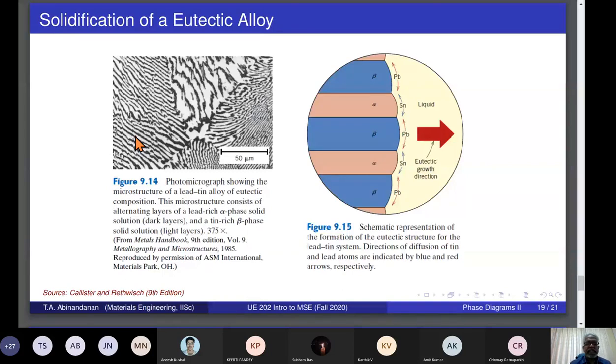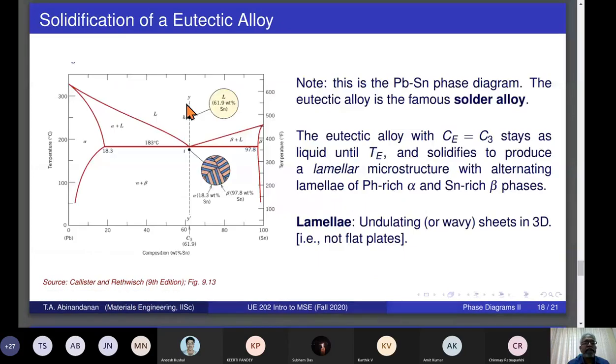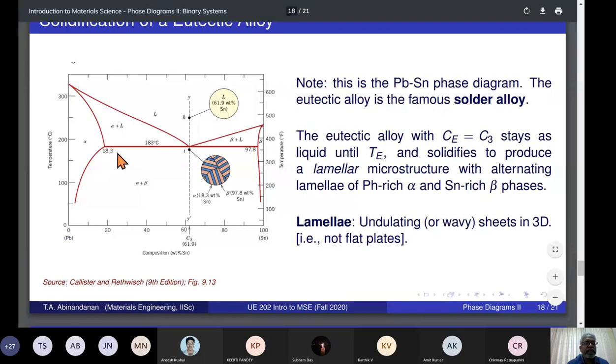How exactly it originates is something that is still a matter of research. But once it is set up, it is very easy to see why it must be sustained. And if you set up the alpha and beta, alternating lamellae of alpha and beta, you can see this quite nicely. Oh, by the way, we have subtly changed over to some other eutectic system. This is a solder alloy in the lead tin system here. But it is basically the same thing as whatever you have discussed.